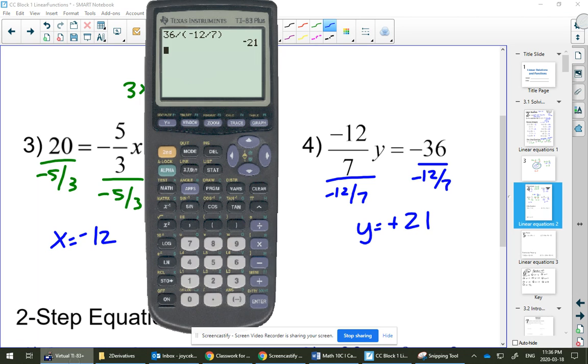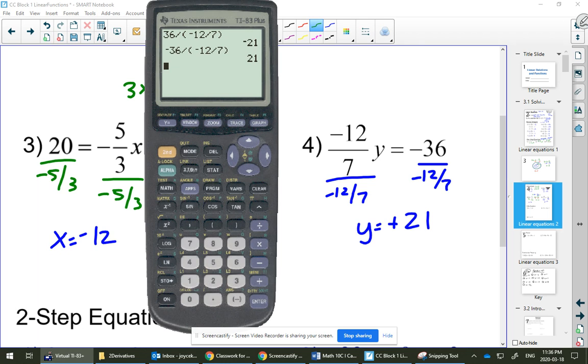So if you notice on the calculator, I missed a negative. So I can bring that answer forward and just insert a negative, and then I get the correct answer. So little typos like that, you just got to be aware of on your calculator.